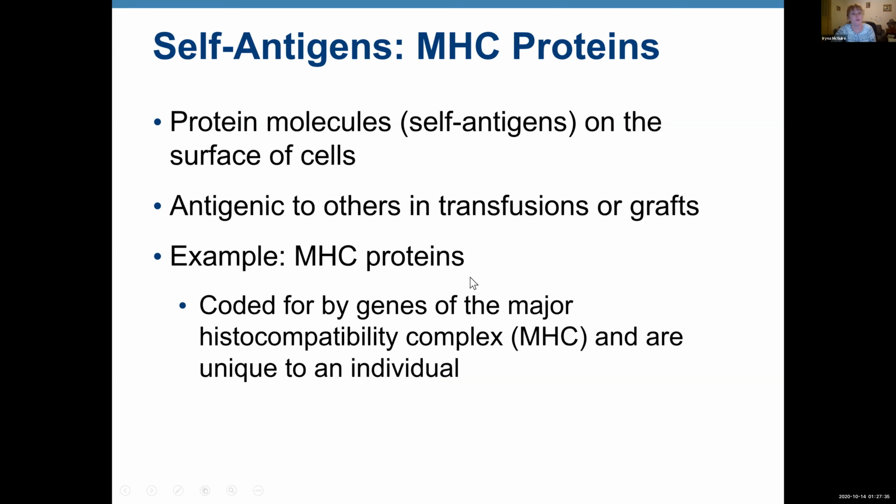Now, our own cells have what we call MHC, or major histocompatibility complex, proteins. Those are self-antigens on the surface of the cells. And this is how your own immune system recognizes your cells. The MHC proteins are antigenic to others, right?